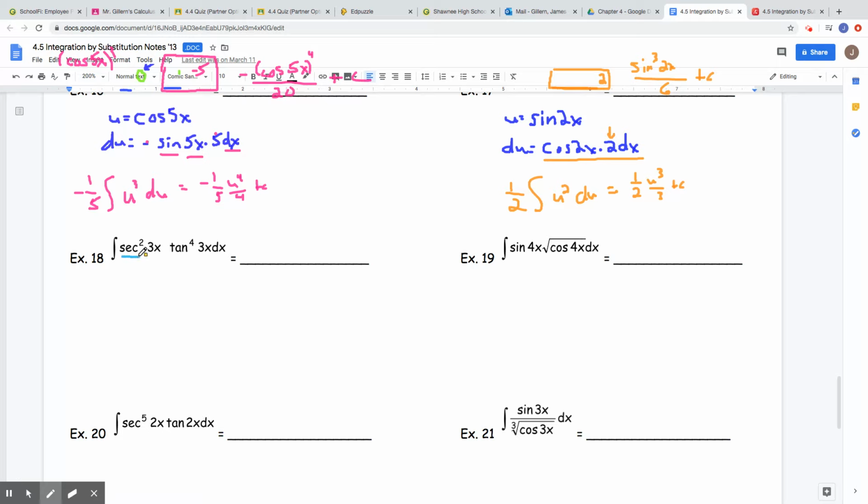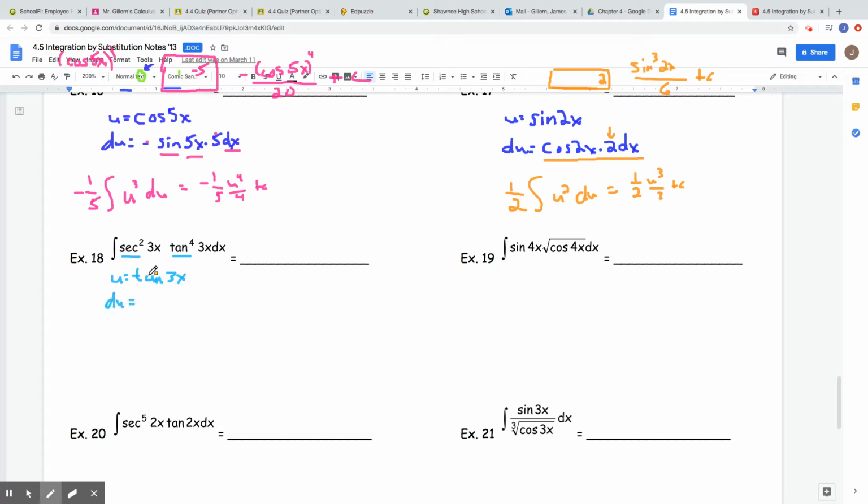Once again, 1, 2 trig functions. Different powers. This one's squared, this one's to the fourth. So that means that a trig function is going to be in our u, either secant 3x or tangent 3x. We're going to pick the one with the highest exponent. That's 4, which is bigger than 2. So tangent 3x is going to be our u, which means our du.